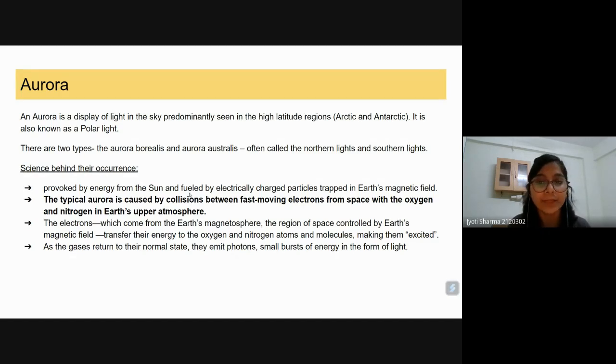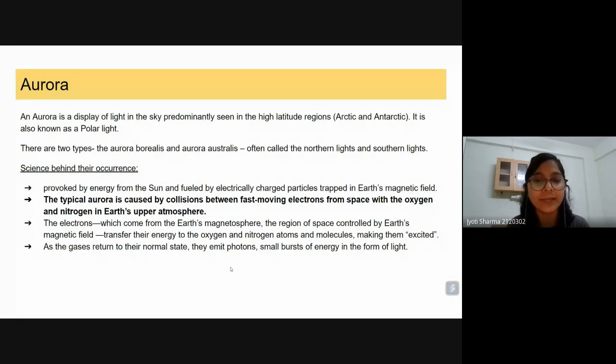The reason is that we have some electrically charged particles that have been trapped by the Earth's magnetic field, and these charged particles collide with oxygen and nitrogen present in the Earth's upper atmosphere. Because of this collision, the gas molecules go into an excited state, and whenever these excited molecules return to the normal state, they emit some light. Okay, so this is the reason behind it.